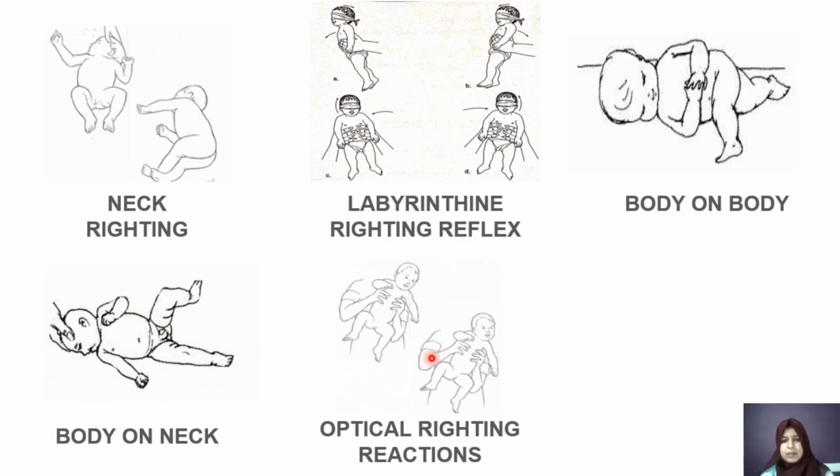Then next one is the optical righting reactions. In this, the child is in a suspended position. Then the therapist changes the position of the head from side to side. Then the eyes will move towards the side of the head. This is the response. Onset of this is 2 to 3 months and the integration is throughout life.